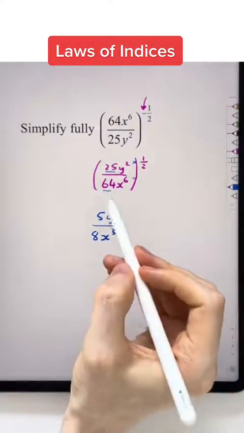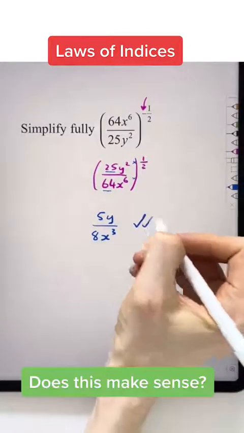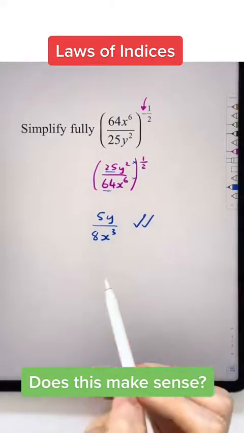Again, I could type into a calculator 64 to the power half, and it would tell me straight away my answer is 8. So my final answer for 2 marks is 5y over 8x cubed.